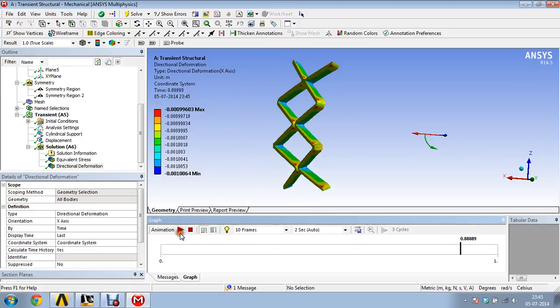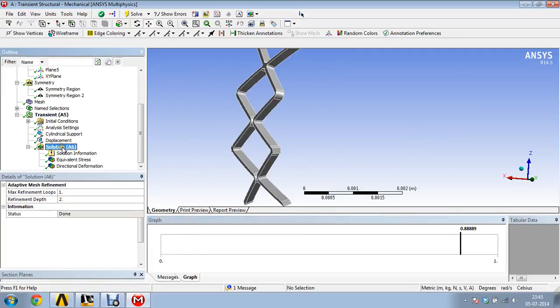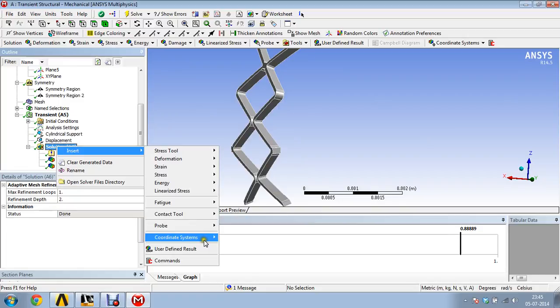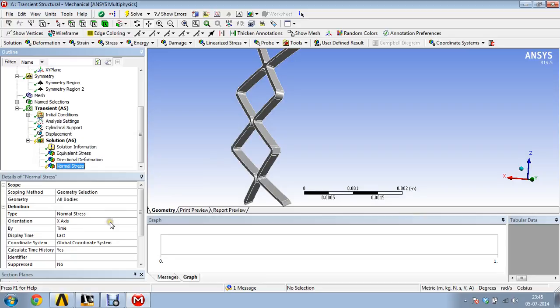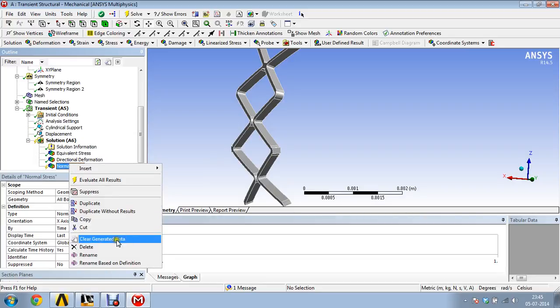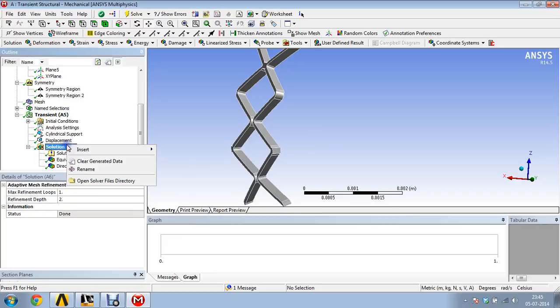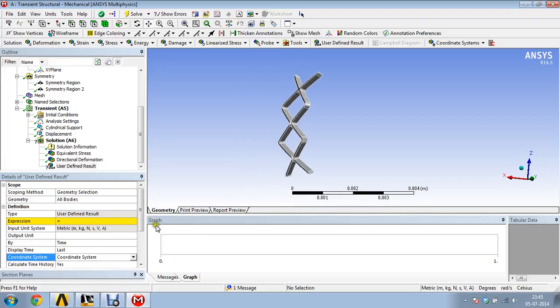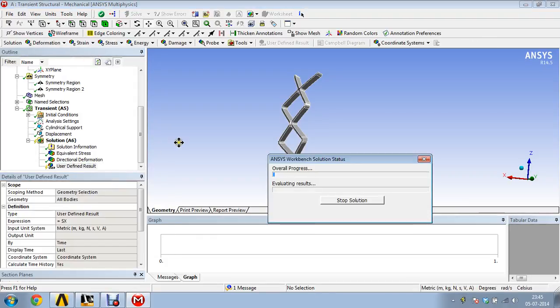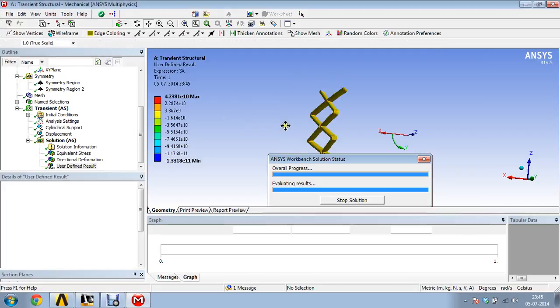Okay, we would also like to find the radial stress. So what we'll be doing is insert stress, and it would be normal stress. Or what we'll do is we'll delete this one, and we'll go into user defined results. We'll select the coordinate system, that is a cylindrical coordinate system, and we'll give SX. Okay, so it should give me the radial stress, and let us see what it gives.